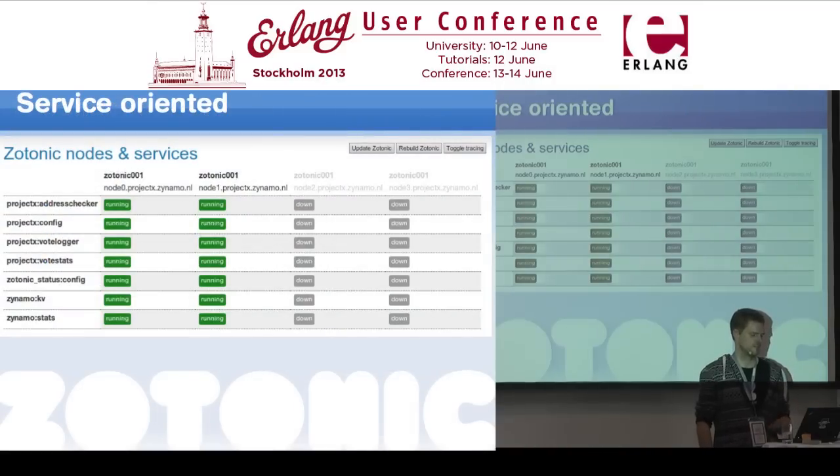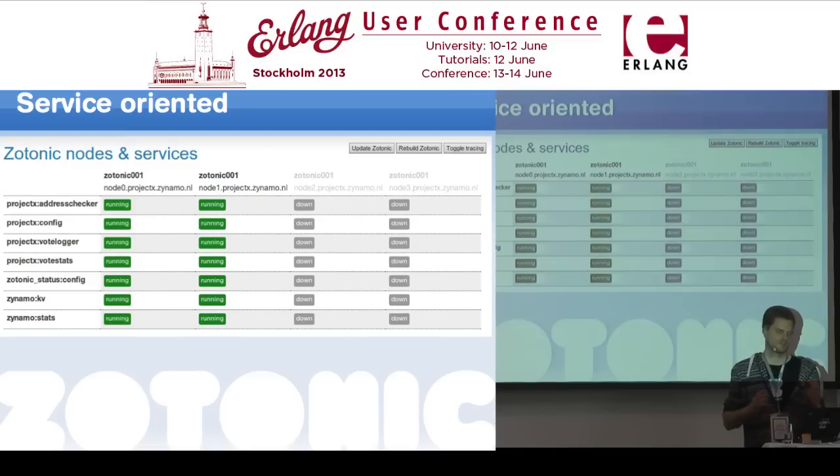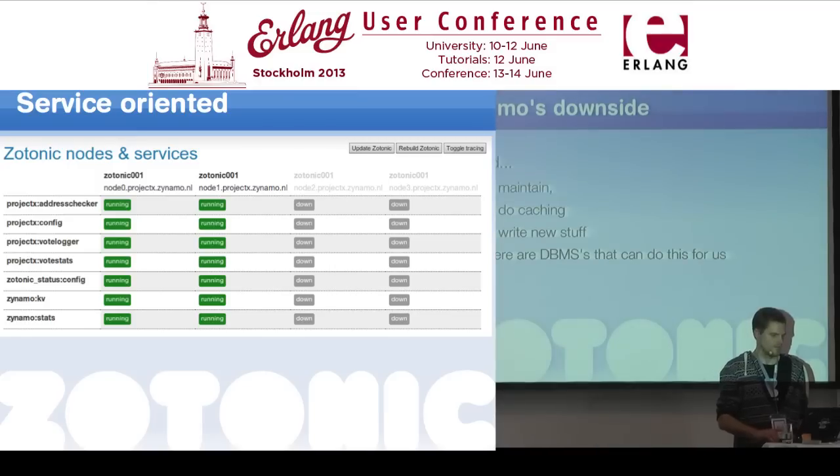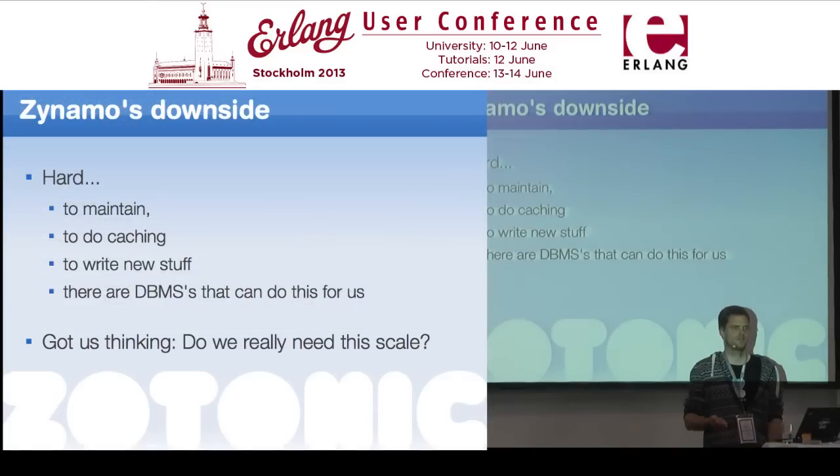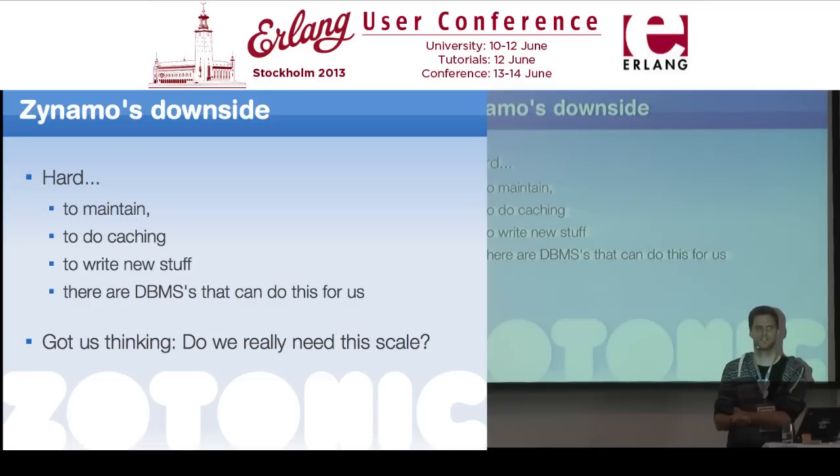But it had a service architecture where every Zotonic node could announce their services, and then people could query for services. But it was hard to maintain, and it didn't really feel right. I mean, we could easily handle the load, but if we had a slightly bigger machine, we could have done the load with a single machine. So after that, we didn't really do anything with Zynamo.